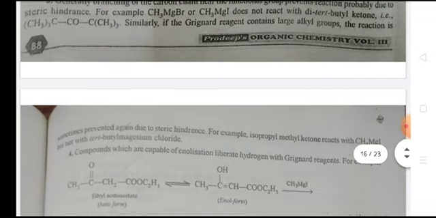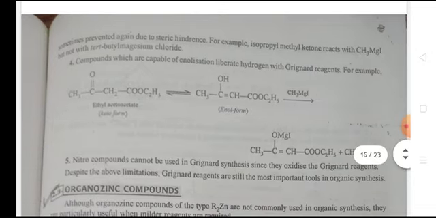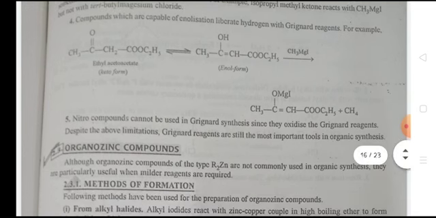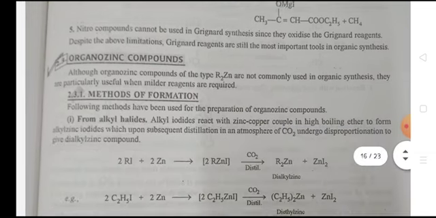Third, generally, branching of the carbon chain near the functional group prevents a reaction, probably due to steric hindrance. For example, CH3MgBr or CH3MgI does not react with di-tert-butyl ketone. Similarly, if Grignard reagents contain large alkyl groups, the reaction is sometimes prevented, again due to steric hindrance. For example, isopropyl methyl ketone reacts with CH3MgI but not with tert-butyl magnesium chloride. Fourth, compounds which are capable of enolization vibrate hydrogen with Grignard reagents.